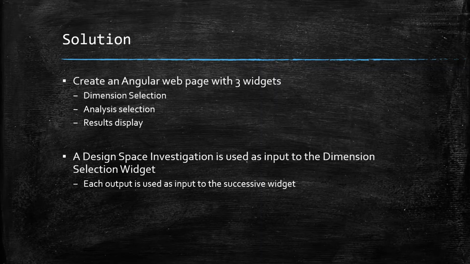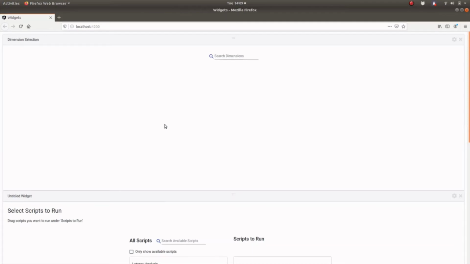And now we will be showing a demonstration of the running application. This is the basic layout of our application. First up, we have the dimension selection widget, and right now it's empty, so let's change that by giving it a design space to consider.